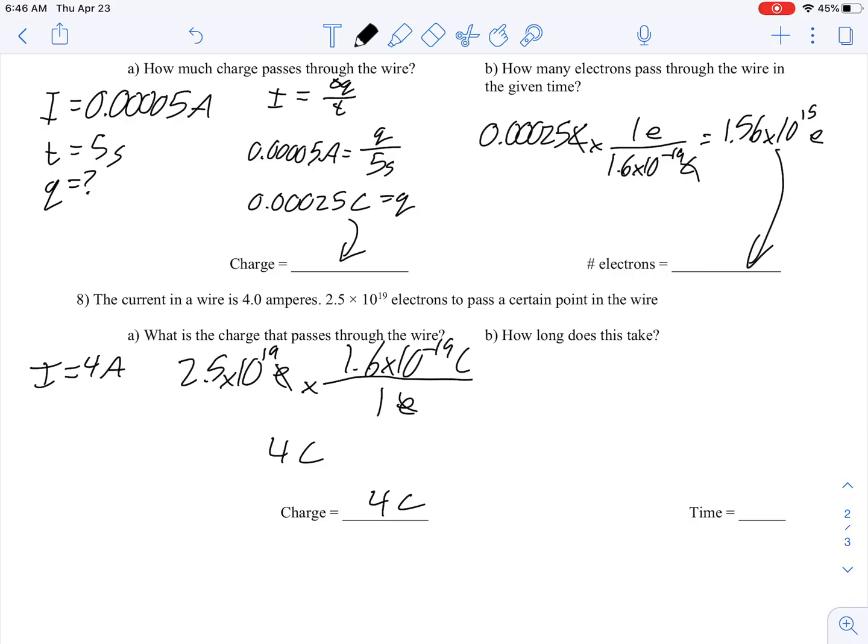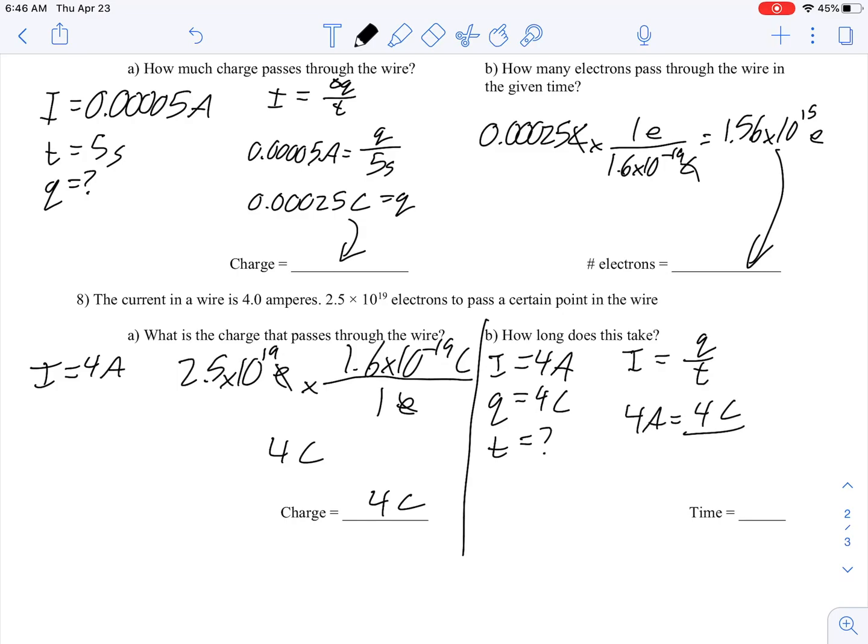How long does this take? Well, okay, let's see. Now I have my current, 4 amps. Charge, Q, is 4 coulombs. We're looking for T. So I equals Q over T. Putting the delta in front of Q really isn't that important. We have 4 amps equals 4 coulombs over T. T equals 1 second.